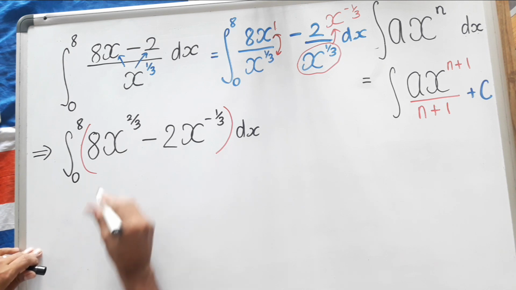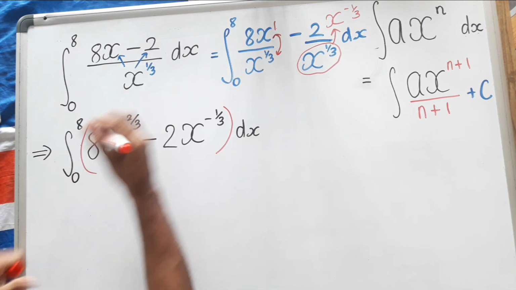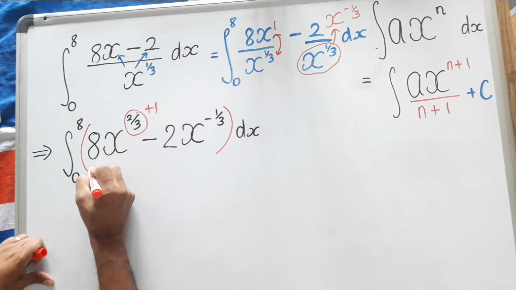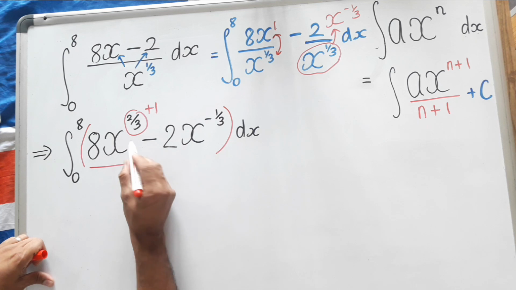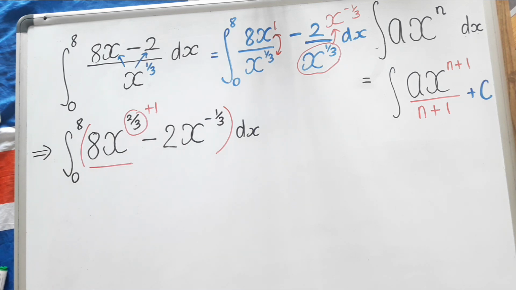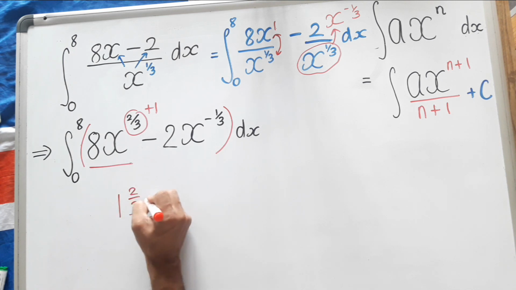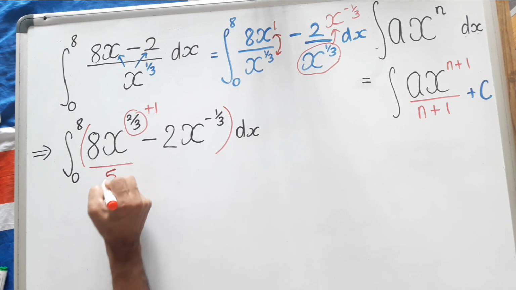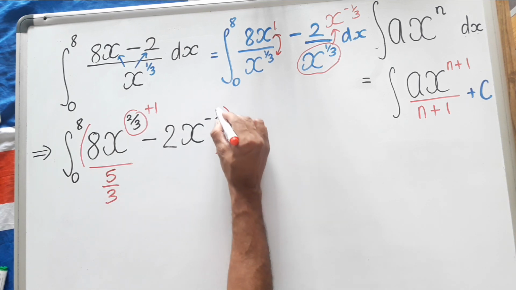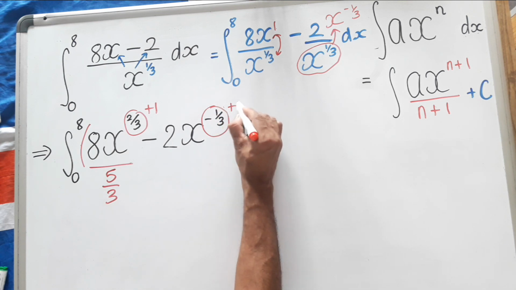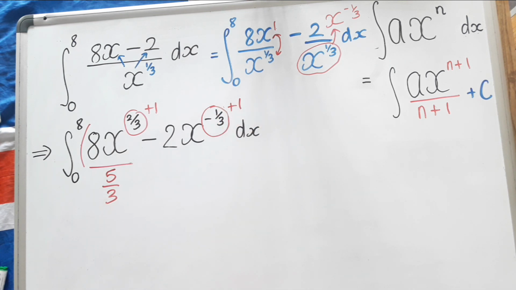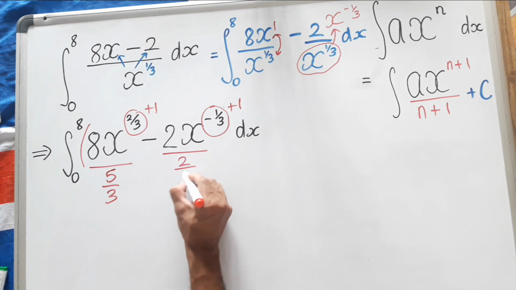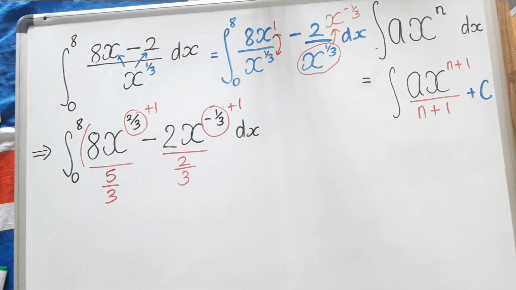So, let's see. Add 1 to the power here. And whatever we get, we divide by the new power. So 2/3 plus 1 will give us 1 and 2/3, right? Which is really 5 on 3. So we will end up dividing by 5 on 3. Minus 1/3, erase these brackets here, plus 1 will give us 2/3. You can double check it on your calculator. And then we divide by 2/3. Alright, let's simplify this mess here.